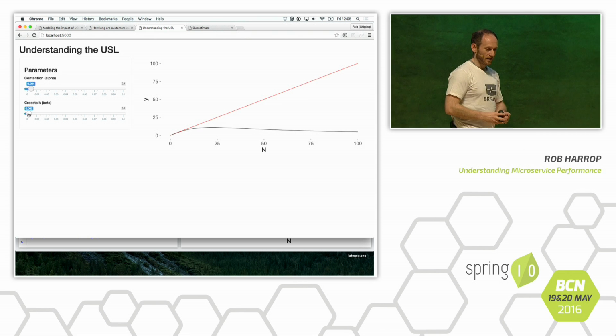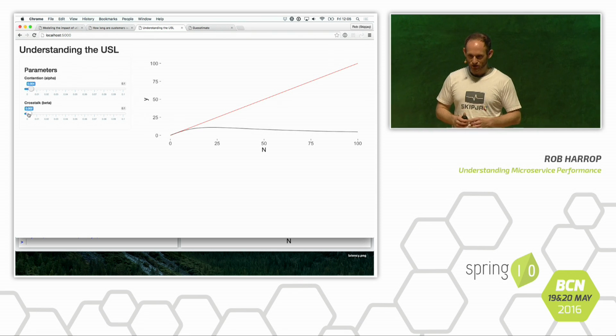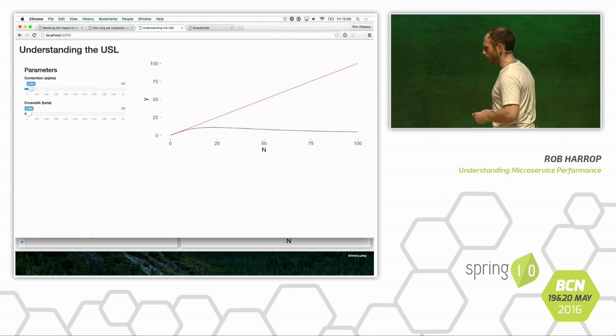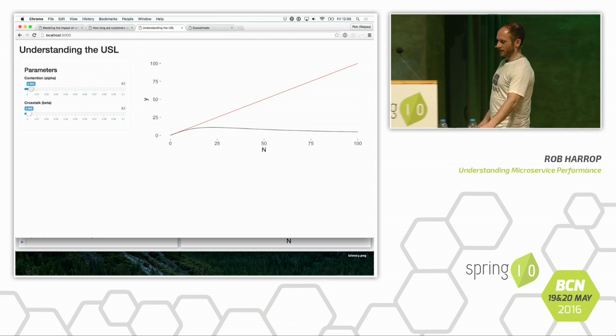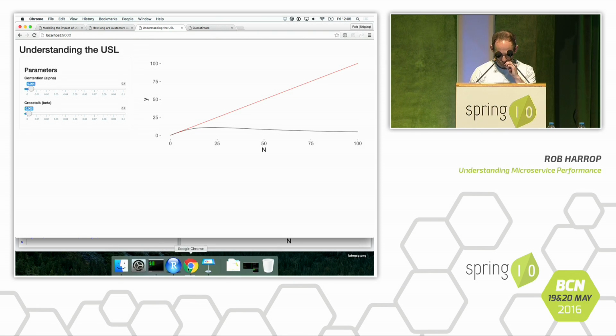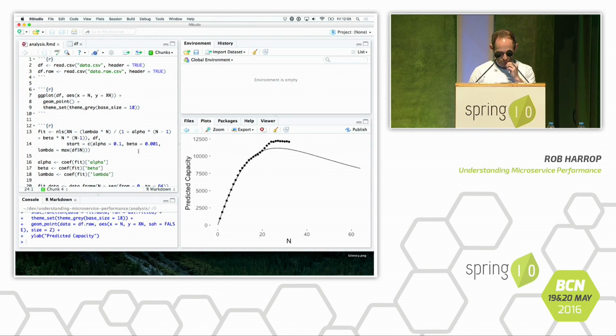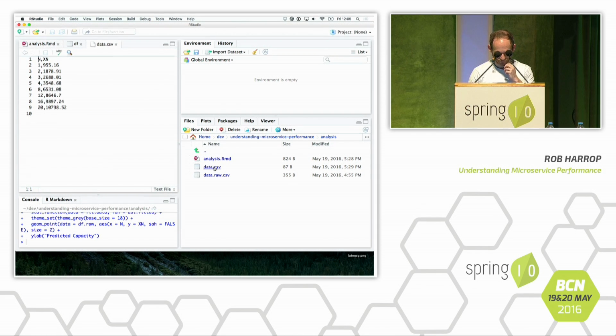And this is all well and good in theory. How well does it work in practice? Well, actually, it works incredibly well, and you can measure these things empirically for your system. And that's what I want to show you now. So I suspect I'm probably the only person who is going to use R in this conference. But I've got some data.